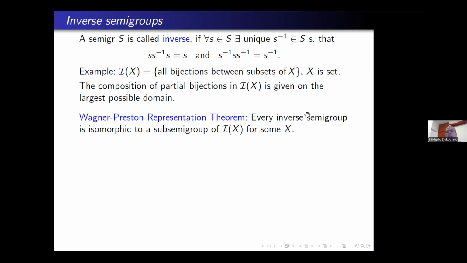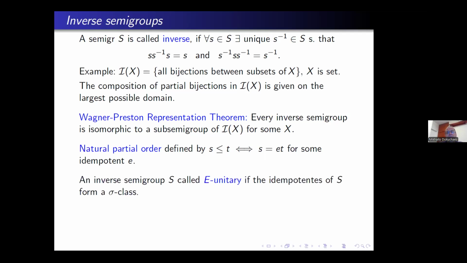The importance is that any inverse semigroup is a subsemigroup of the symmetric inverse semigroup. This is an analog of Cayley's theorem. And what is important for us is the natural partial order on the elements of the inverse semigroup. So s is smaller than or equal to t if and only if s can be written as e times t, where e is some idempotent of the semigroup. There are other equivalent conditions, but this is enough for us, I guess.